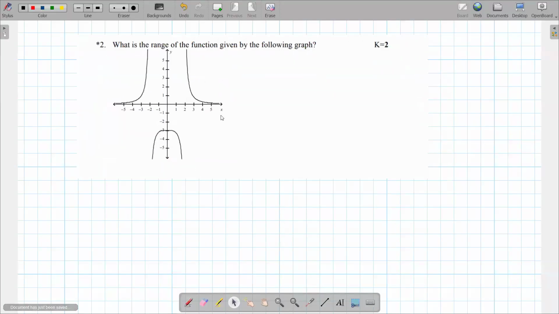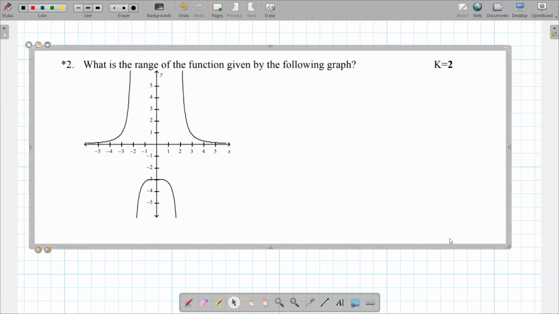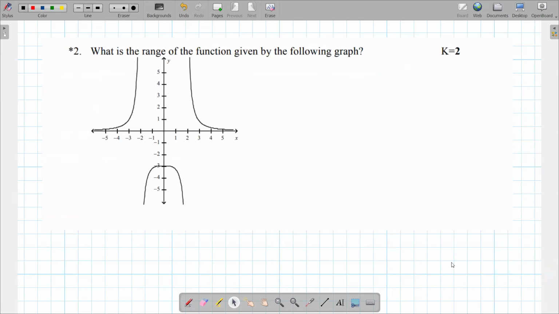Let's look at this next question. It says, what is the range of the function given by the following graph? Okay, this one's actually quite simple. What's the range of this? You just look at the y values on the plot.